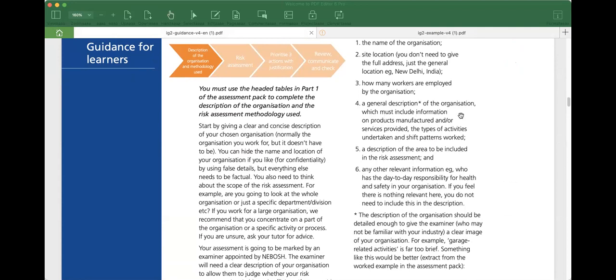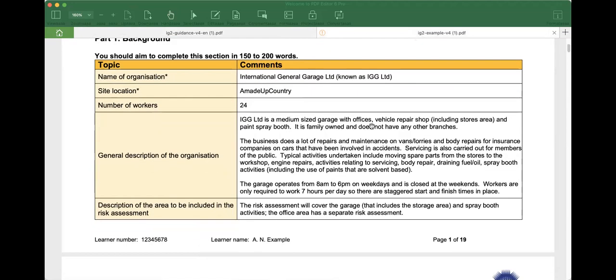You must include this information in the general description. What type of information is asked? Product manufactured or services provided. As you can see in the example report, this business provides repairs and maintenance on vans, lorries, and body repairs for insurance companies on cars that have been involved in accidents. Servicing is also carried out for members of the public. So this company provides repair and maintenance services on cars.